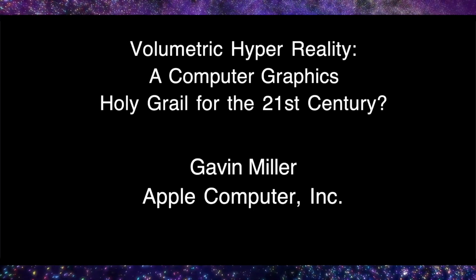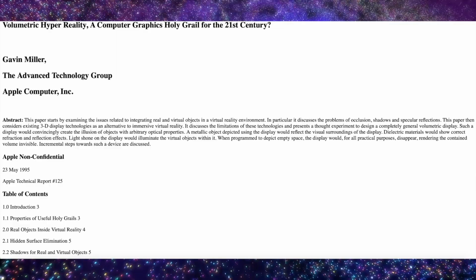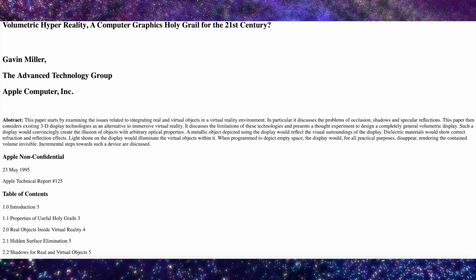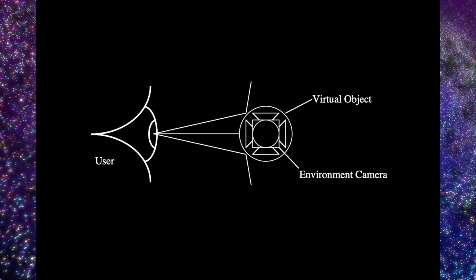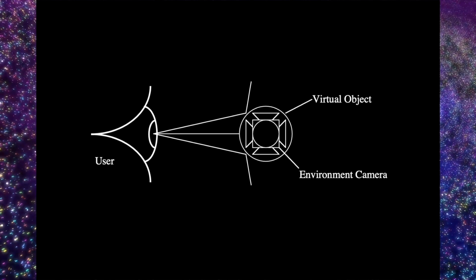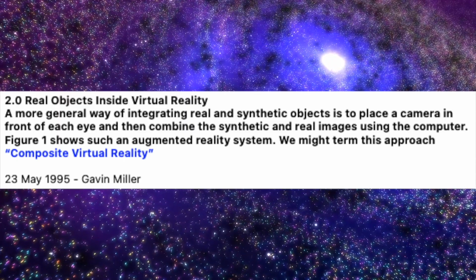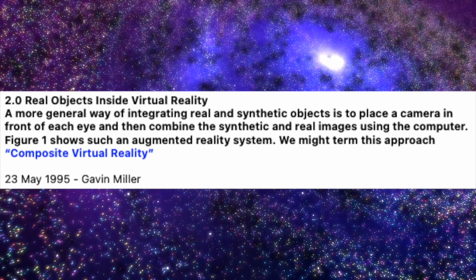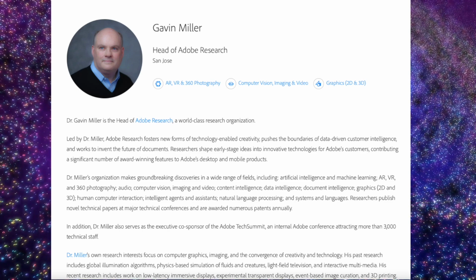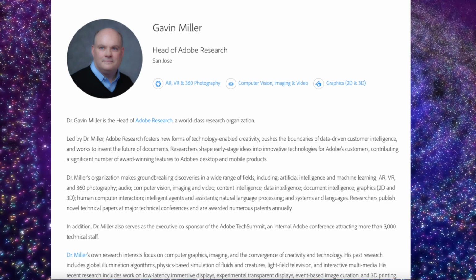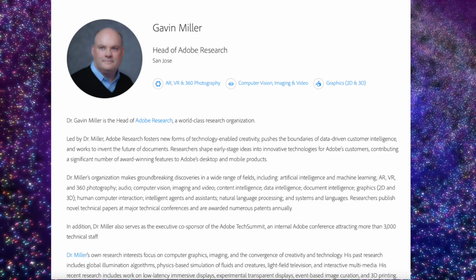In 1995, Gavin Miller, who was then a senior research scientist for Apple, published a paper on the company's website on the topic of hyperreality. It discussed how best to visually depict objects in a virtual reality environment, and also how to light real-world objects, suggesting proto-augmented reality research, which he coined as composite virtual reality. He also discussed the merits of different lens technologies. Miller built on his knowledge and is now the head of research for Adobe projects on VR, AR and AI and leading the firm's charge into the Metaverse.